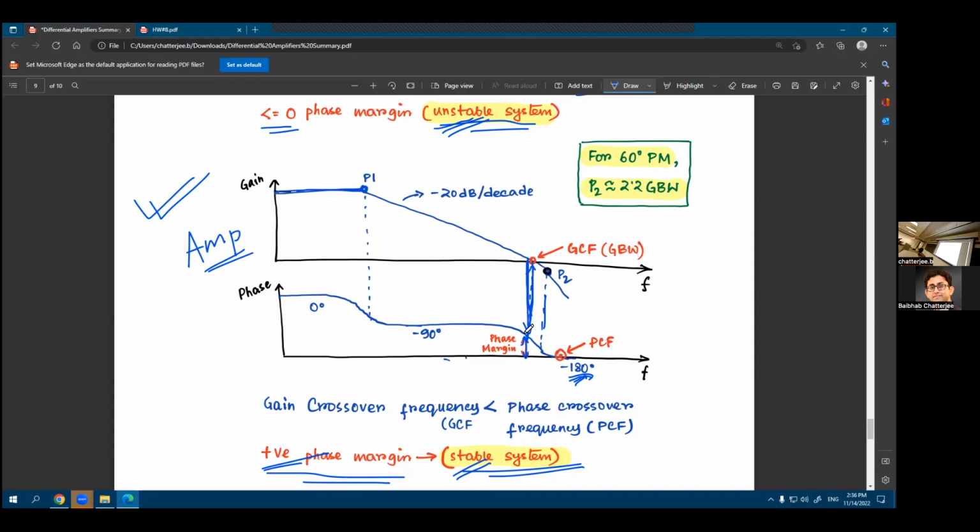So let's say you are at minus 130 degrees here. That means you have a phase margin of positive 50 degrees. If you are at minus 100 degrees, then you have a positive phase margin of 80 degrees. So on and so forth.